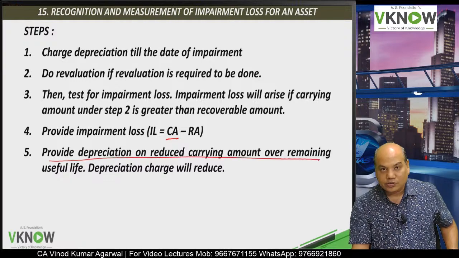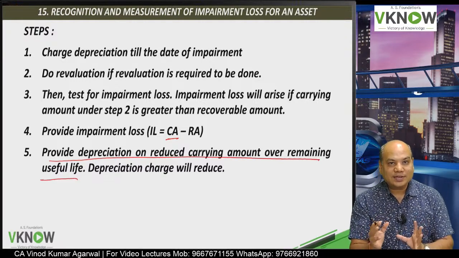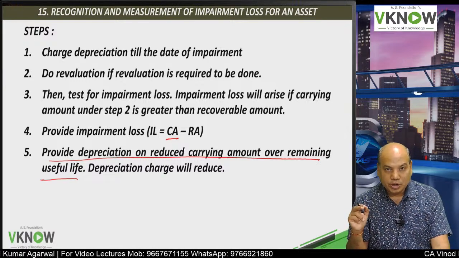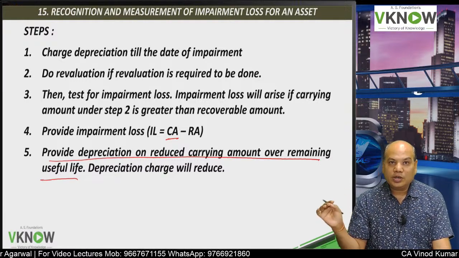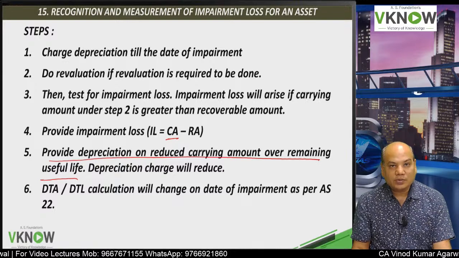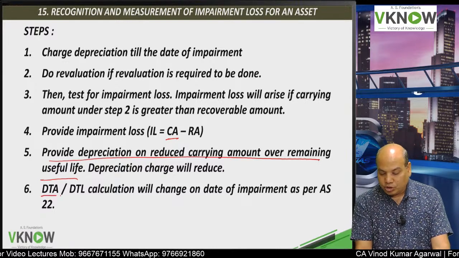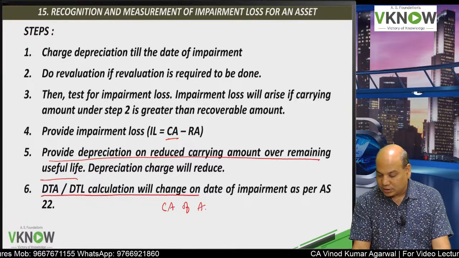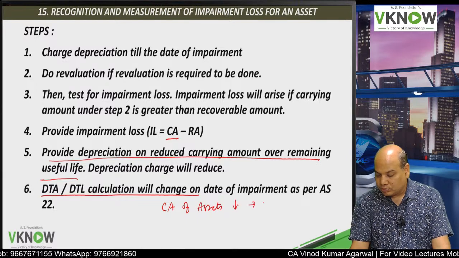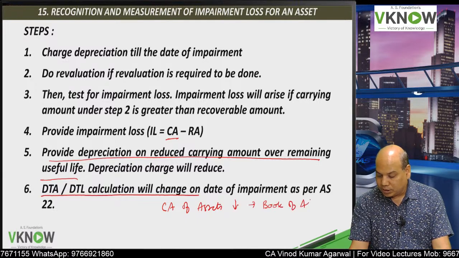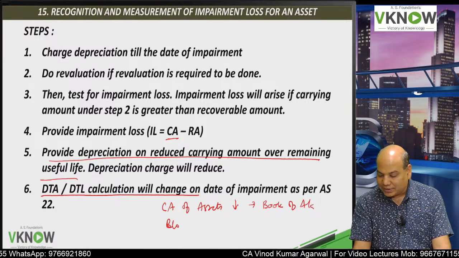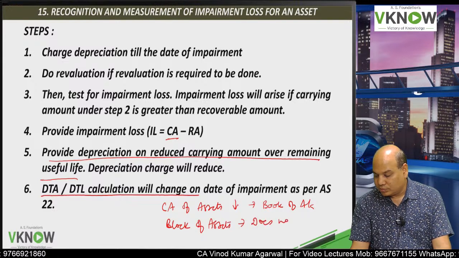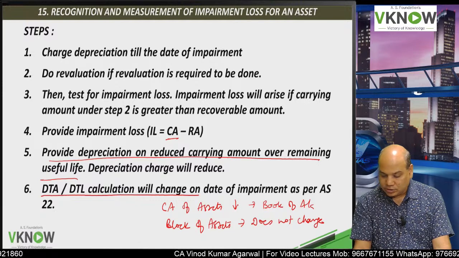Subsequent depreciation charge will change because the asset's carrying amount has gone down. So subsequent depreciation will be provided on reduced carrying amount over the remaining useful life. Depreciation charge will reduce because you have impaired the asset in the books of account. The carrying amount of the asset is reduced in the books of account, but the block of asset does not change. Block of asset does not change.